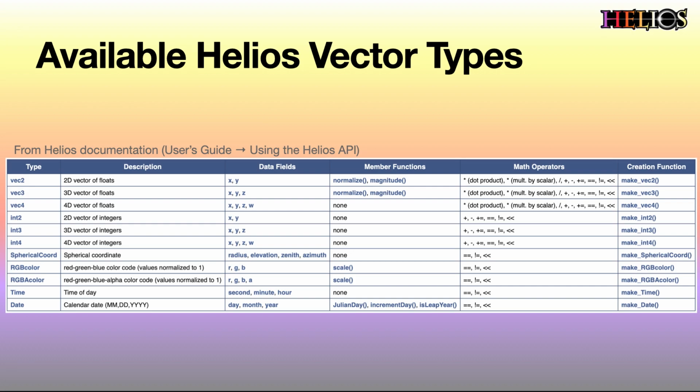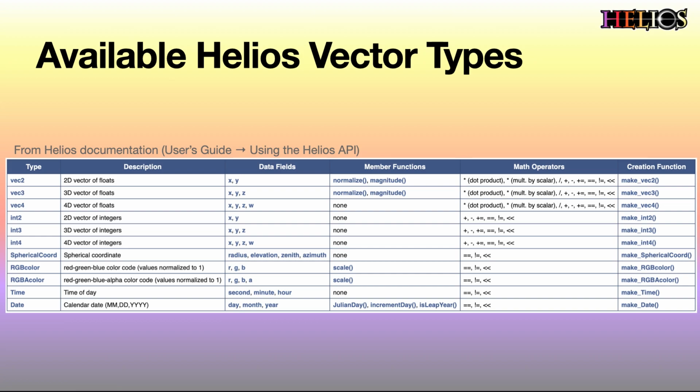So that's int2, int3, int4. Same data fields as with a vec2, vec3, vec4, except that they have type of int. We also have some others called a spherical coordinate. I'll talk about that in a future slide in just a second here. This has data members of radius, elevation, zenith, and azimuth for representing spherical coordinates.